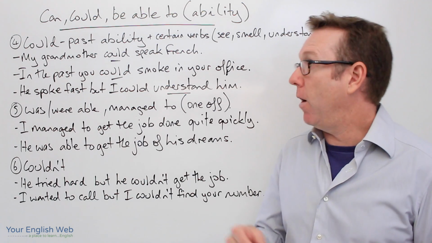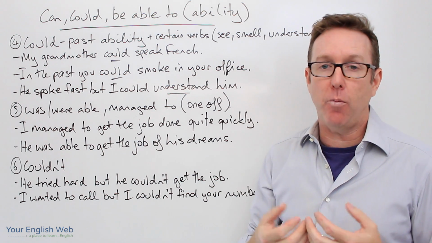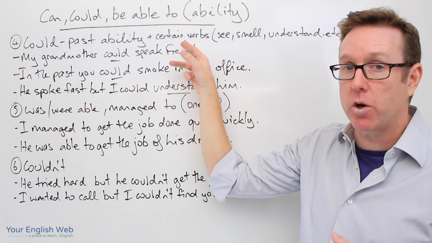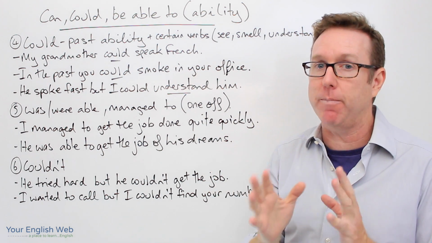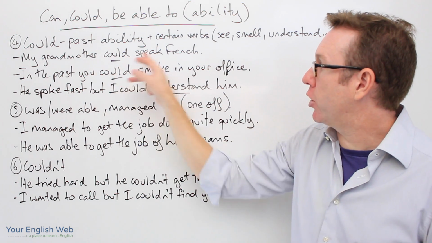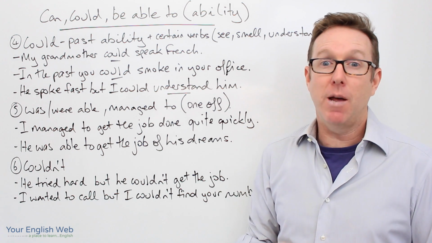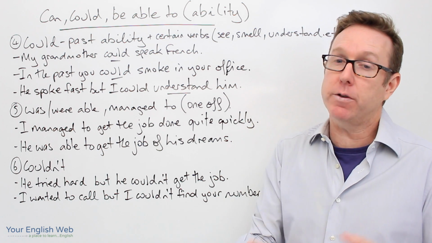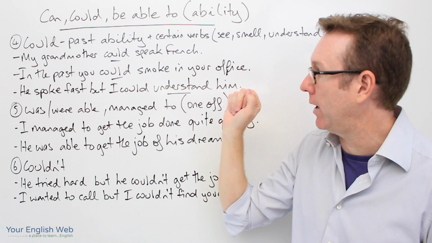Okay, back again. Now, could. Could is used for past ability. Okay, past ability. And we also use could with certain verbs. Now, I'll explain this a little bit more in a minute. But past ability. My grandmother could speak French. Okay, she could speak French. My grandmother is no longer here. She's passed away. So it's a past ability that she had. She could speak French. Okay.